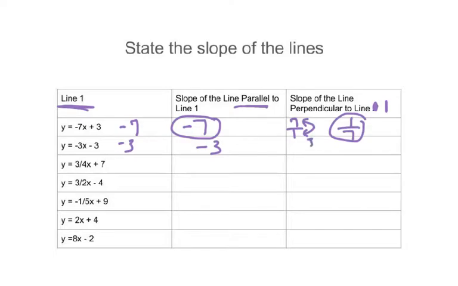To write a whole number as a fraction, we put it over 1. And if I flip 3 over 1, I get 1/3. This one's negative. This one has to be positive.